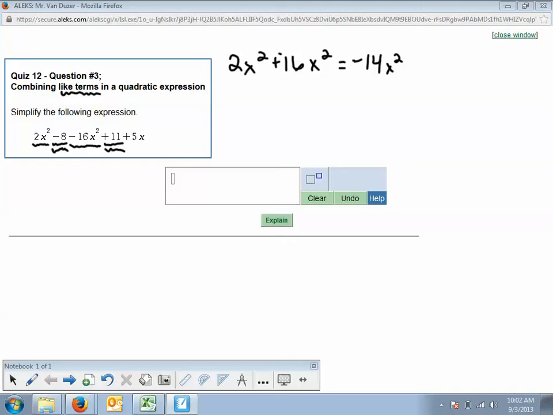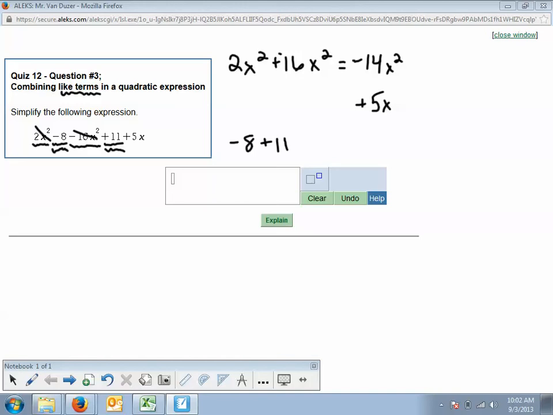So we've used the 2x squared and the minus 16x squared. I like to go back and cross out the terms that I've already used, that way I don't lose track. Then we look at the x terms, and all we have is a plus 5x. Then we look at our constant terms, our numbers, and we have a minus 8 plus 11.